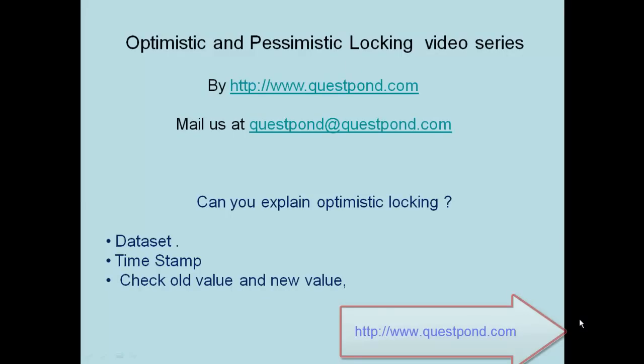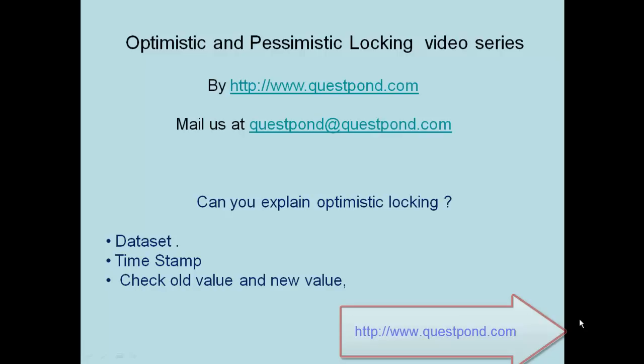So let's move ahead to the next question of the optimistic and pessimistic locking video series. What is optimistic locking and how can we achieve it? In our previous video we saw the various issues that are caused by concurrency problems, and then we also talked about optimistic and pessimistic locking.